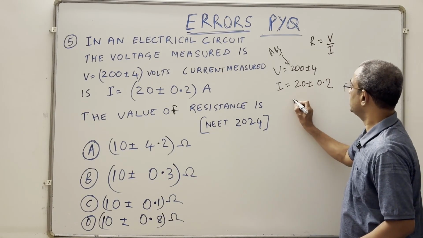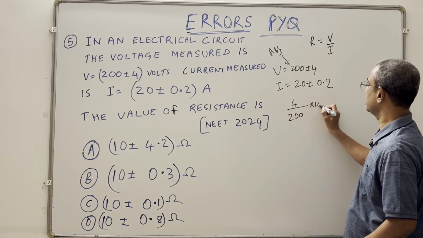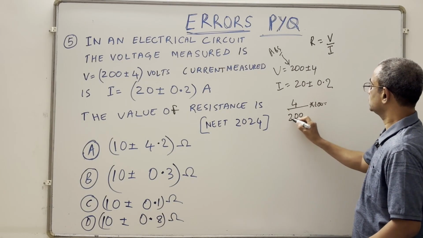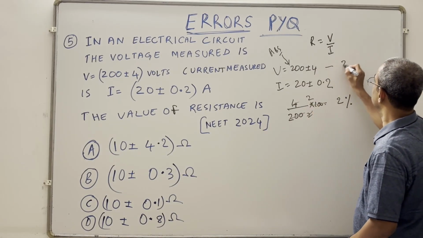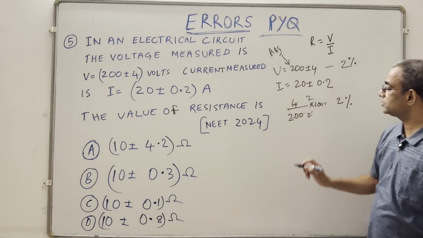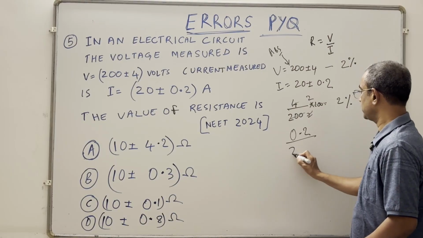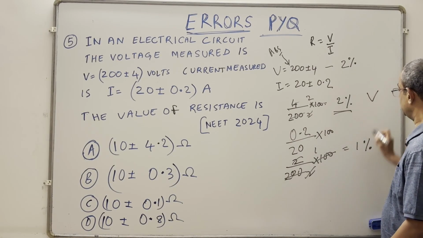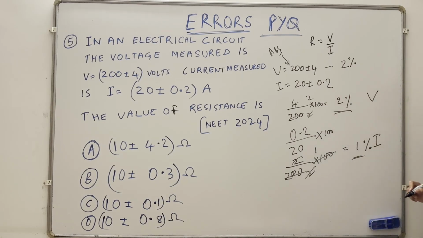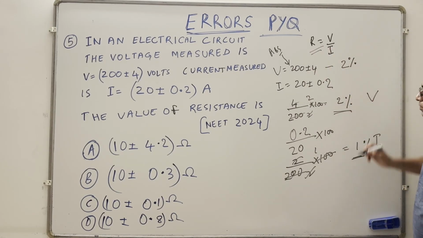How do we do that? We do that by taking the error divided by the actual value, into 100. This is the percentage of error in voltage. So we have 2. So the percentage of error in measurement in voltage is 2%. Similarly, current. What is the percentage of error in the measurement of current? It is 0.2 divided by 20 into 100. So we have 2% error in voltage and 1% error in current. Now what happens to percentage errors in division? They get added. So the final resistance will have an error of 3%.